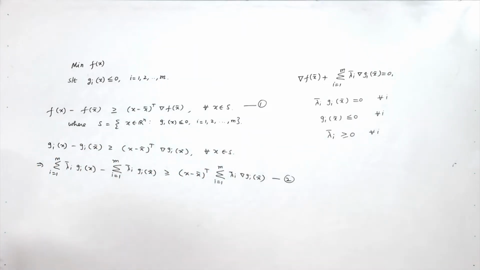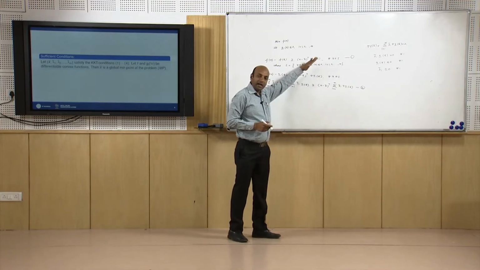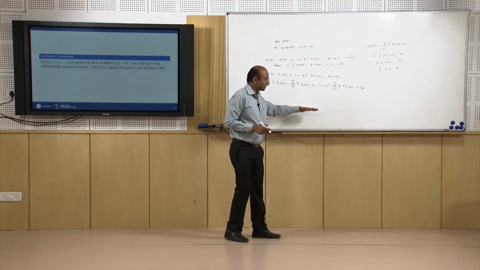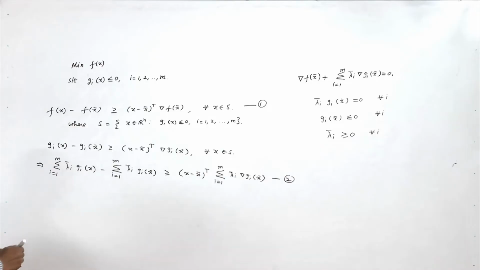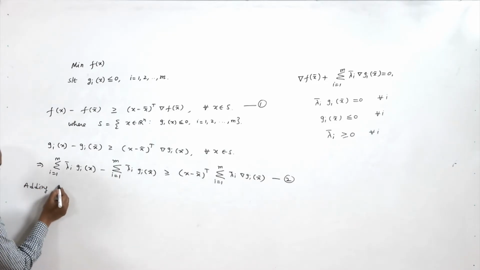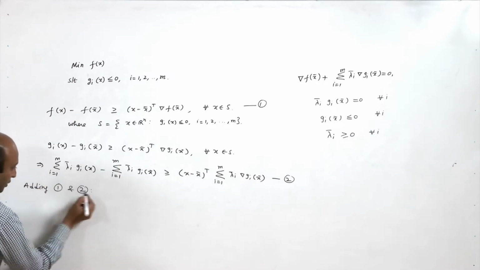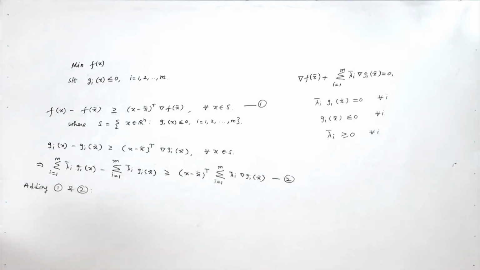Because lambda i are non-negative, you can multiply by lambda i and add all the m constraints. So, we obtain this condition. Now, you add 1 and 2. So, what do we obtain by adding 1 and 2?